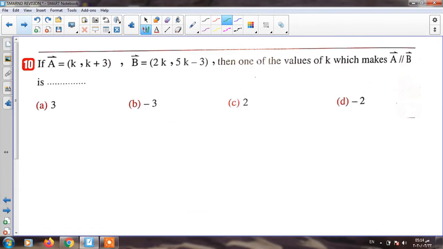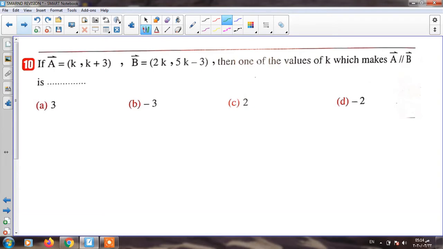Next question will be question 10. Question 10 is saying that vector A equals (k, k plus 3), and the vector B equals (2k, 5k minus 3). Then one of the values of k which makes A parallel to B is... Senior 1, if you remember, if two vectors are parallel, so we have something.